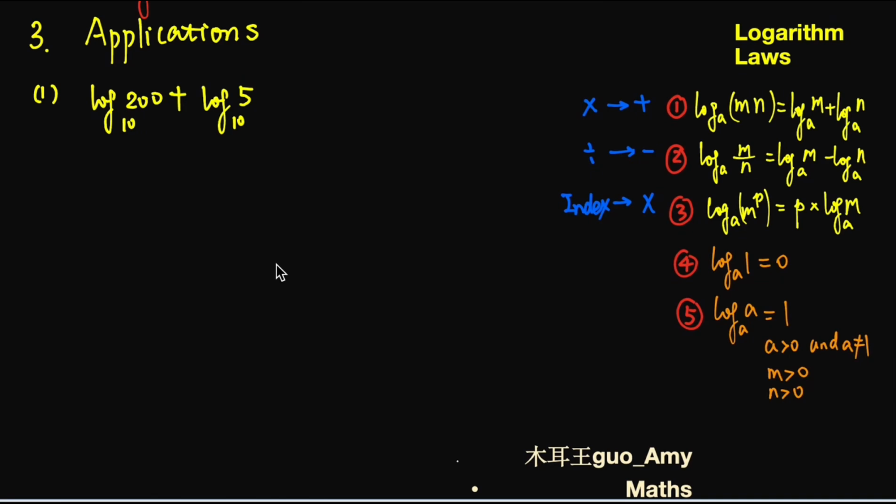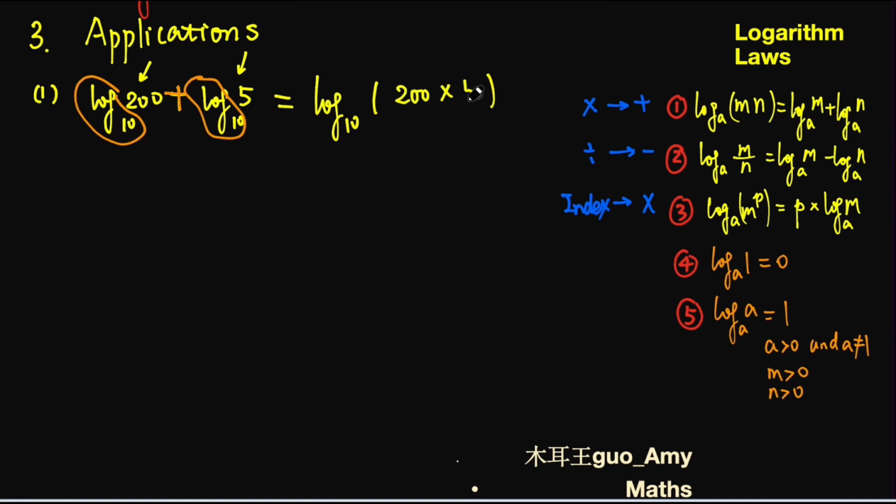Then the arguments m and n should be positive. Now let's look at the applications. First, we have the expression log 200 to base 10 plus log 5 to base 10. We want to evaluate this expression. First, we see the logarithm. We have two of them, and the base is the same, and the operation involved is plus. By comparing with the laws, we see it is connected to the first law. For this one, we will keep the logarithm, and then the two arguments 200 and 5 will be multiplied together.